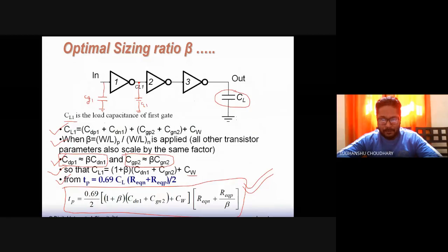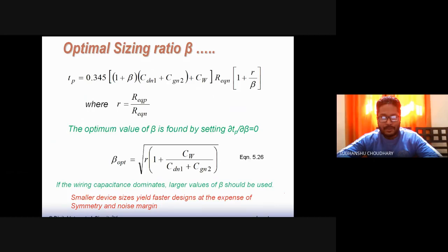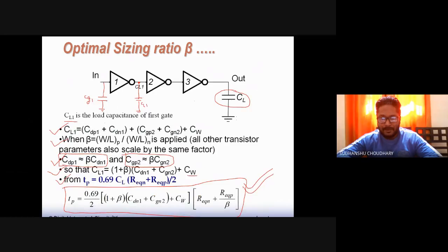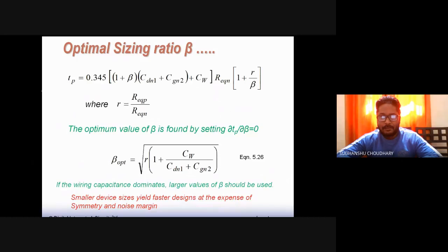So now let us modify this equation once again. So this equation is now modified here. Instead of saying R equivalent P and N over here, we bring this R equivalent N outside and we introduce R here. So R is R equivalent P by R equivalent N, right? Earlier there was R equivalent P here, so we bring out this R equivalent N here. So this becomes R. So R is R equivalent P by R equivalent N. So this equation is the modified propagation delay equation.